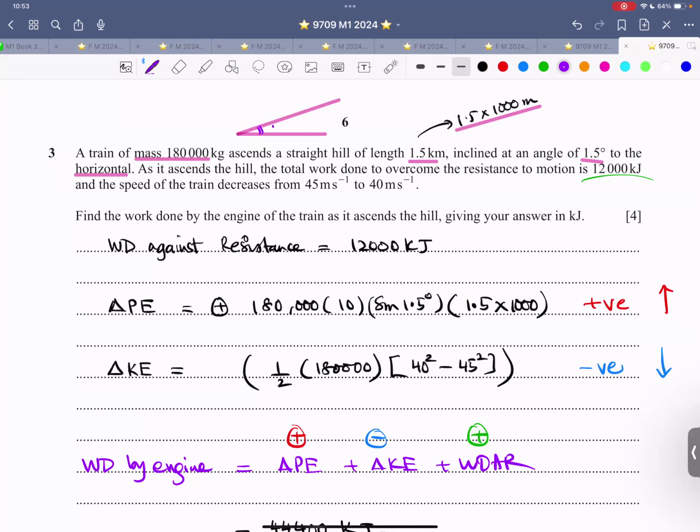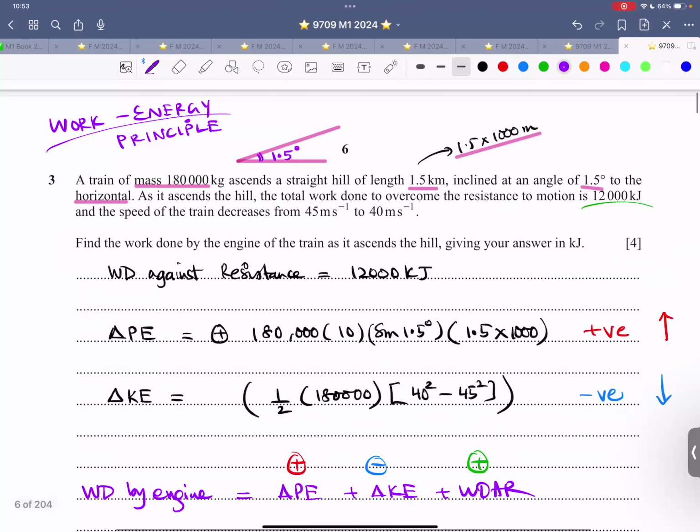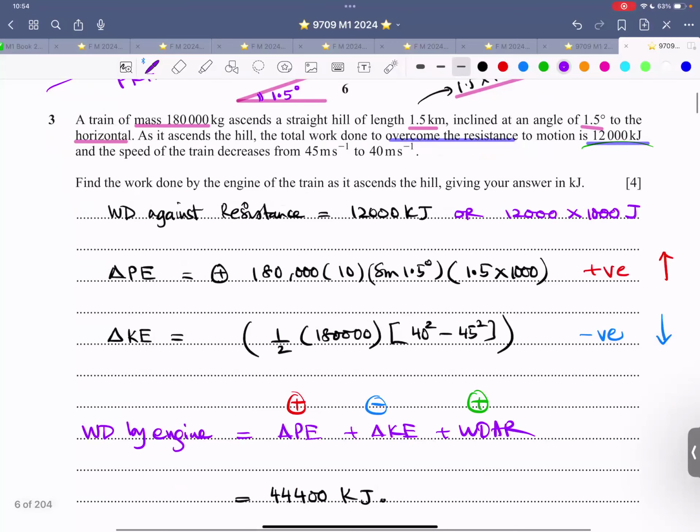Of course, we are not going to do it by F equals ma. It is a question about work and energy. Then I use the different work-energy principle scenarios, and I'll soon go over this. Then it says, as it ascends, the total work done to overcome the resistance, work done against resistance, is 12,000 kilojoules. So that is 12,000 into 1,000 joules. This is joules.